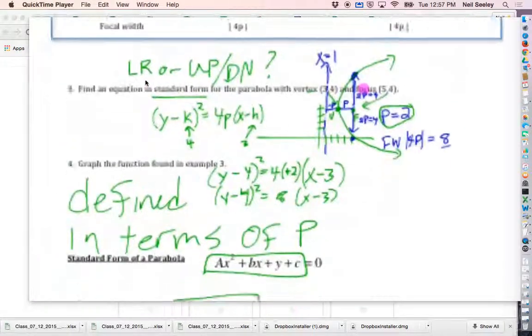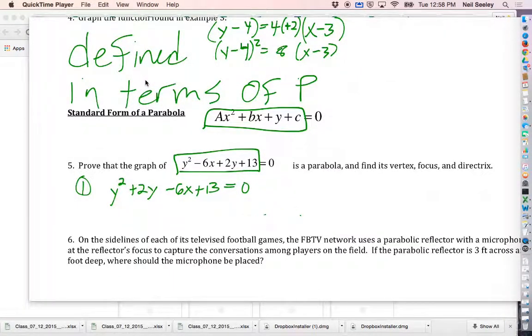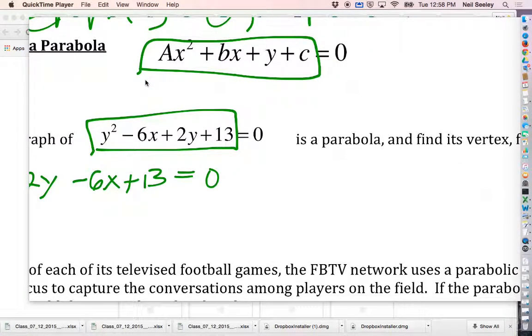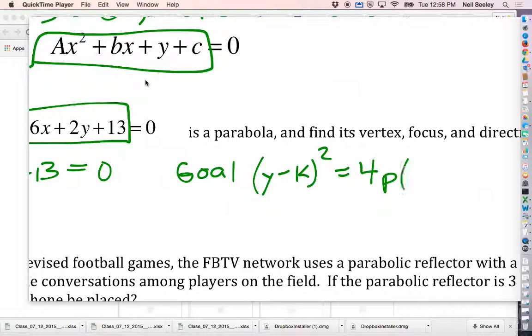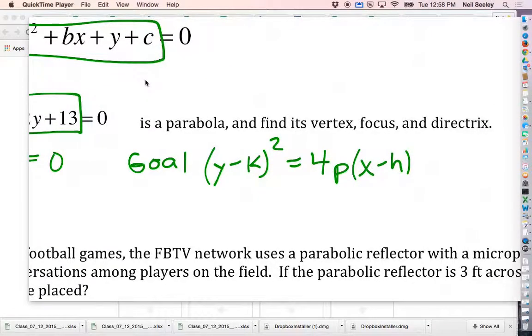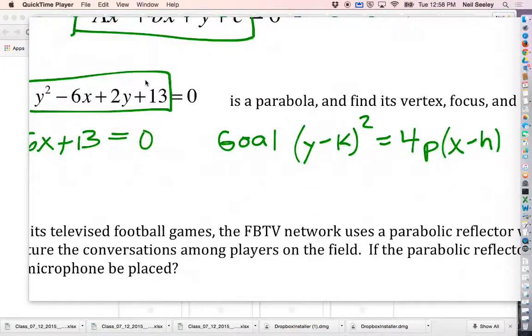So that's our equation. I'm going to write it down here so you can see the goal the whole time I'm writing. Our goal is to come up with y minus k squared equals some 4p times x minus h. And you remember all those letters, they tell us stuff. Like p tells us the focal length and where the directrix is. K and h tell me where the vertex is. Done. You get a picture. 4p is the focal width. All kinds of cool stuff.